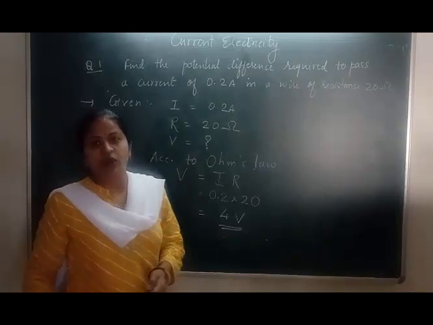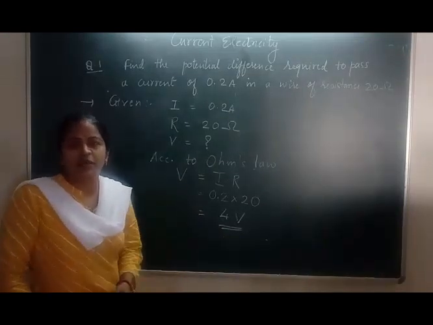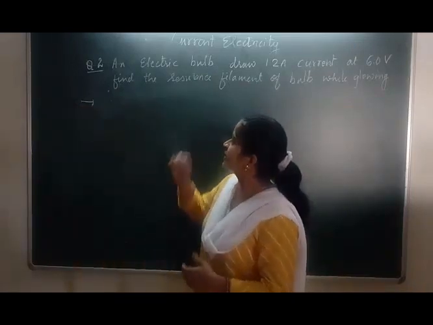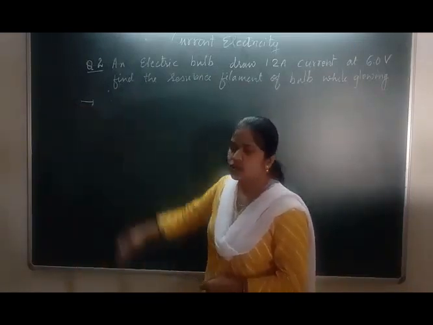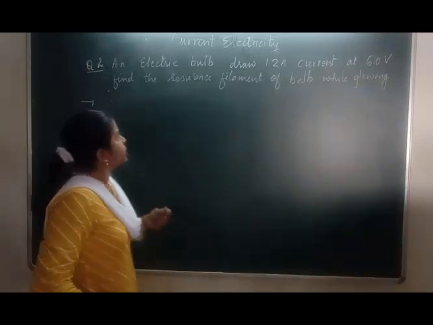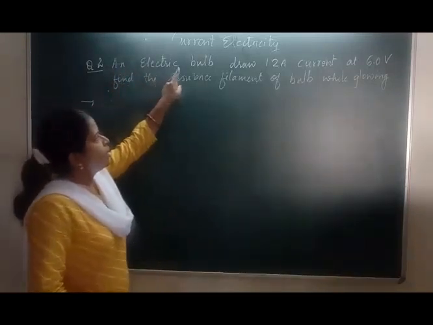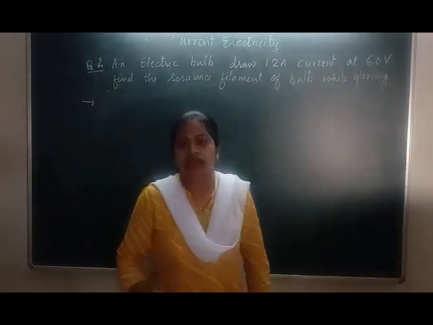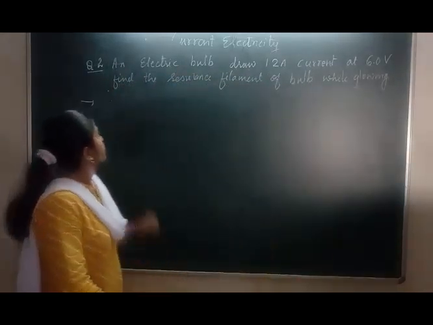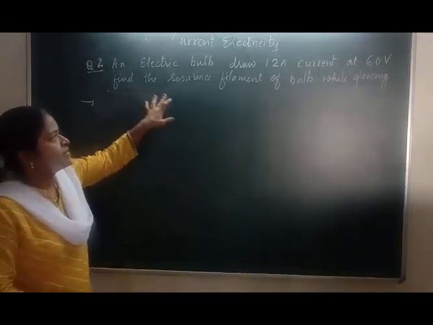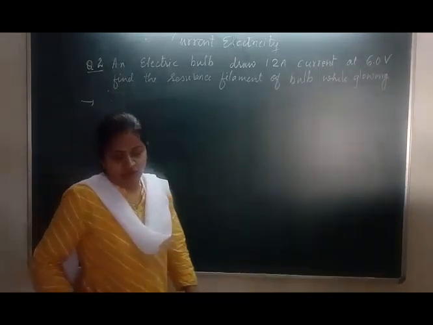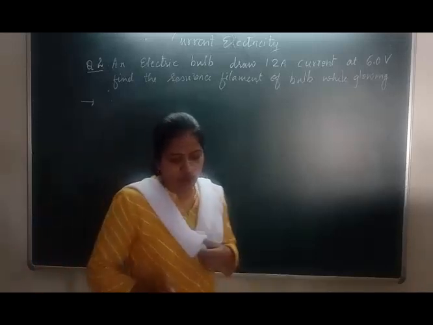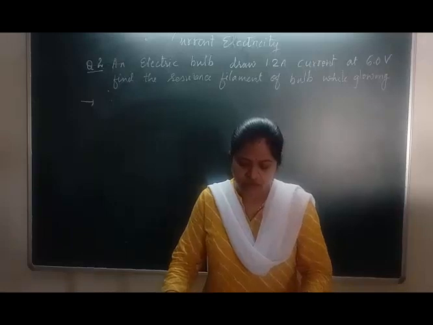One more numerical we are going to take based on the same Ohm's law. Here children, here is the second question for you which is also based on this Ohm's law. The question over here is given an electric bulb draws 1.2 ampere of current at 6 volt. Find the resistance of a filament of a bulb while it's glowing. While glowing, we have to find it out the resistance of the filament.